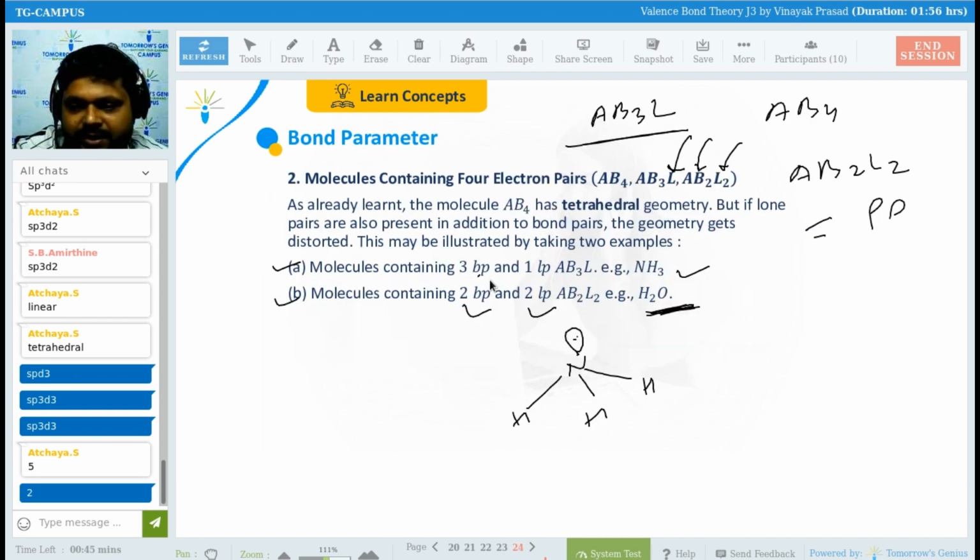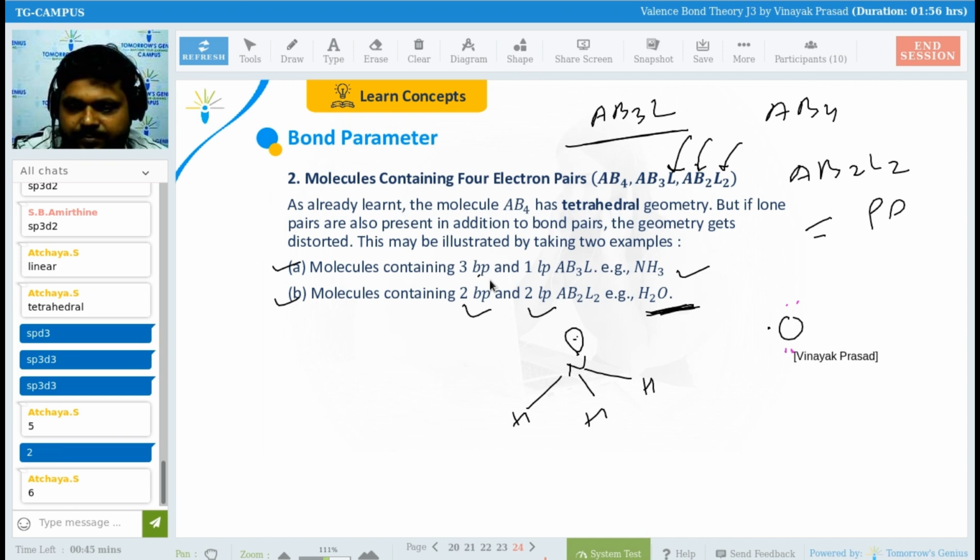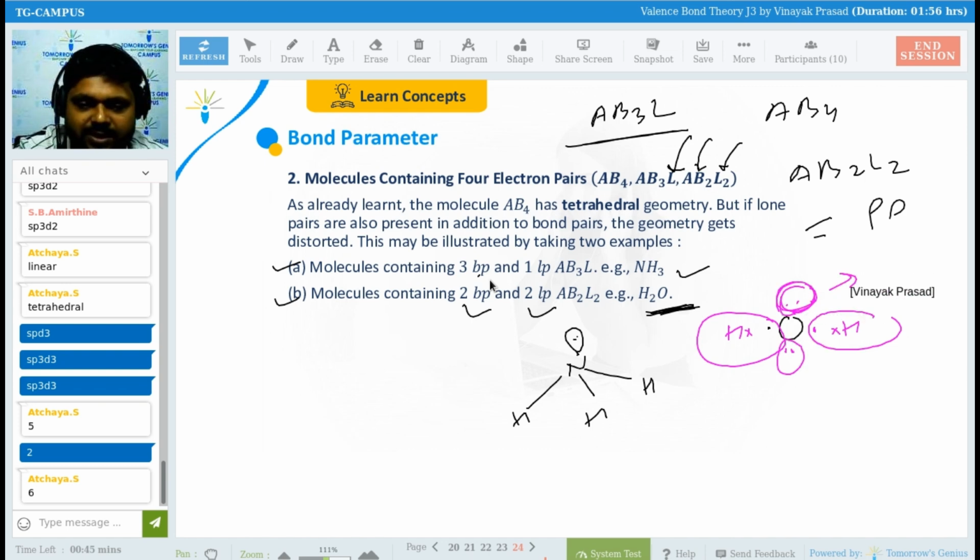See guys, I am drawing the structure. Water has O, right? How many electrons are there in its outermost valence shell? That is 6. One will be shared with one hydrogen and another one with the other hydrogen. So here you can see 4 electrons will remain. These are lone pairs. So 2 lone pairs will be there for this H2O molecule, and 2 bonded atoms are there.